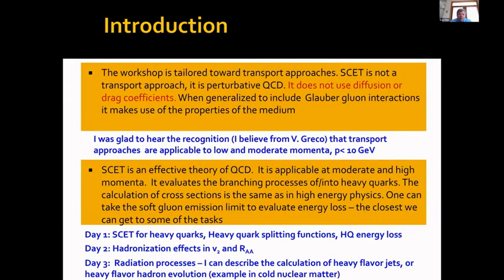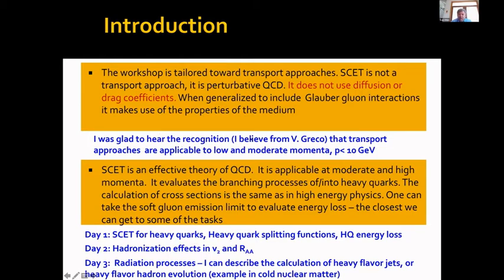Before I go to the description of the theoretical calculation, let me make a few remarks. I see that the workshop is tailored toward transport approaches, Boltzmann, Langevin, Fokker-Planck, and SCET is not a transport approach, it's perturbative QCD. So by definition, it does not use diffusion or drag coefficients. Instead, when we generalize it to take interactions in the medium, it can make use of the properties of the medium, which can be represented as an external field or potential. And then we can calculate radiative processes and branching. That's what SCET does.